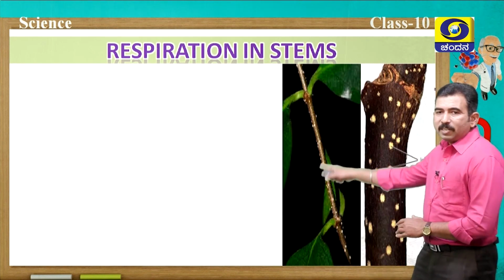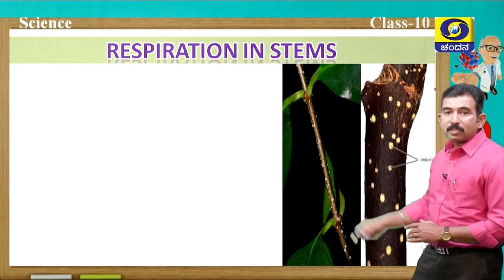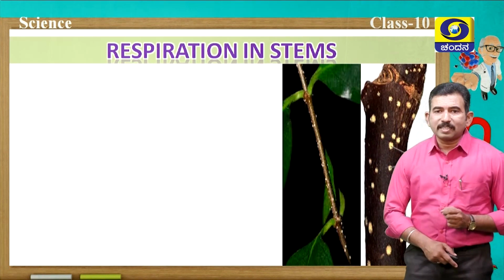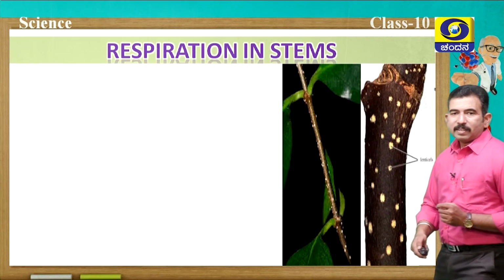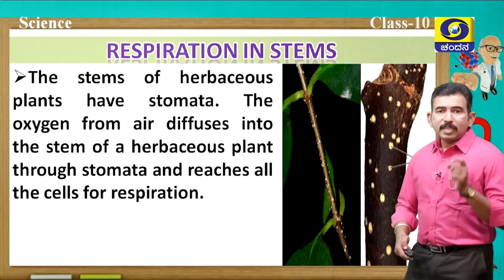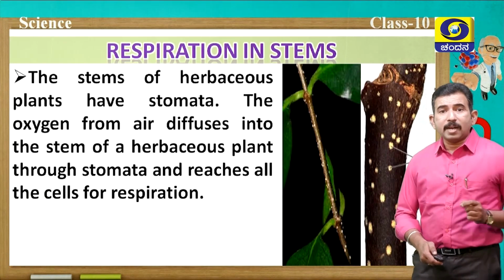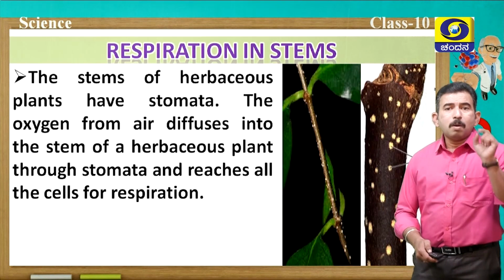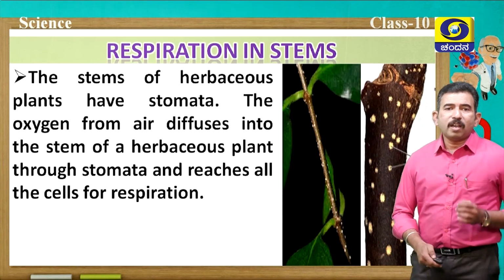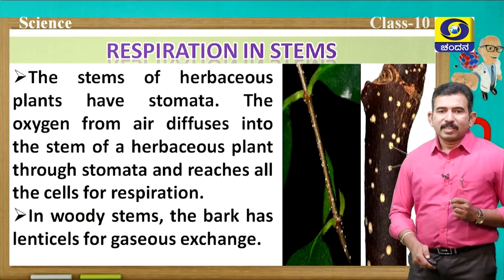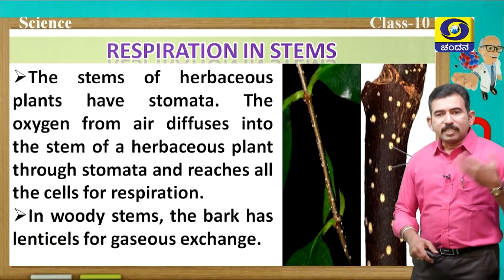Now, let us discuss respiration in stems. You can see here the stem of the plant, which possesses small white patches. These white patches are nothing but lenticels, and through these lenticels the exchange of gases takes place. But in herbaceous plants, they possess small pores called stomata, and through these stomata the exchange of air takes place. And in woody stems, the bark has lenticels for gaseous exchange.